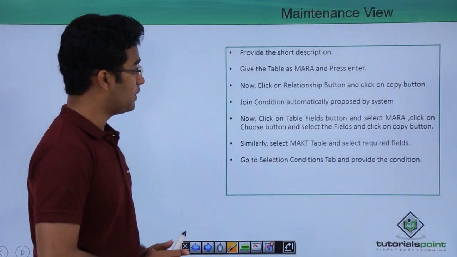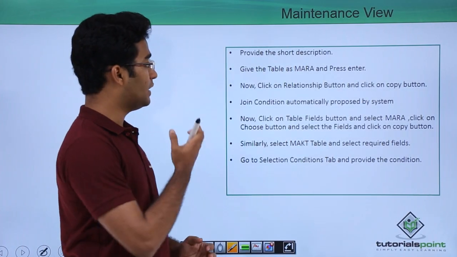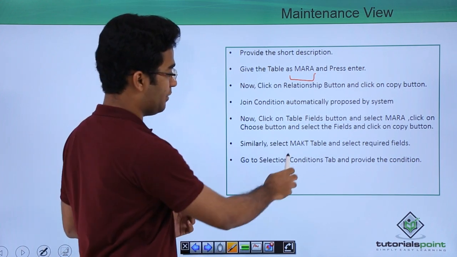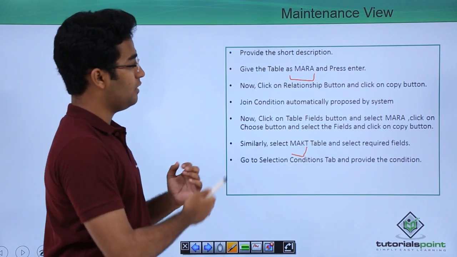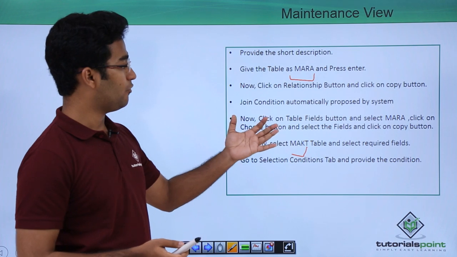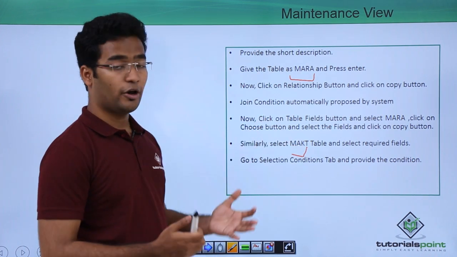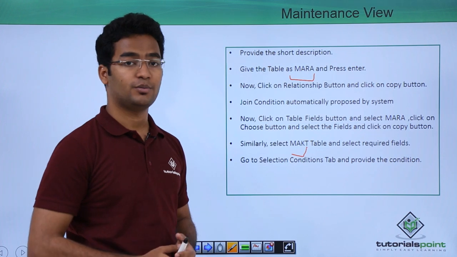button. Then we have to provide a short description and then our table names. In this case we are using the MARA table and the MAKT table. Then we press enter, click on the Relationship button and click on copy. Then a join condition will be automatically proposed by the system.